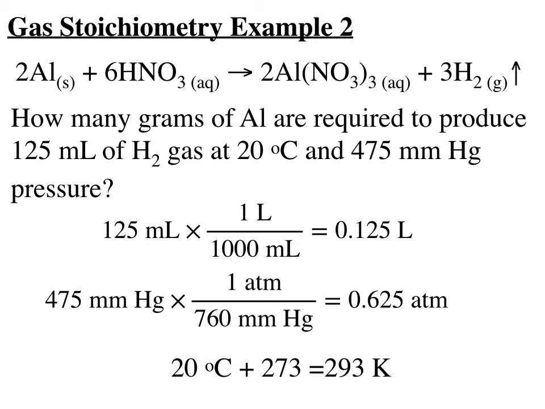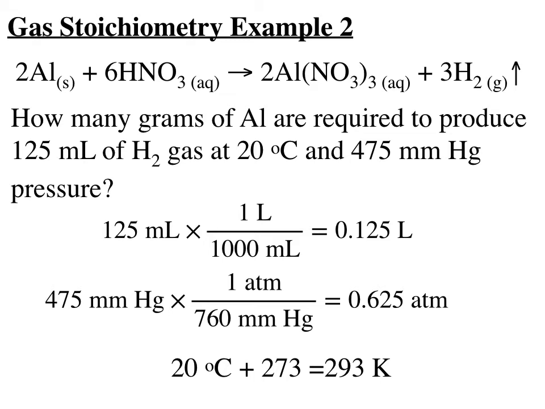Let's look at a second example of gas stoichiometry. Here I'm reacting elemental aluminum with nitric acid to make aluminum nitrate and H2. So we pose the question of asking how much aluminum would be required to make 125 milliliters of H2 at the conditions of 20 degrees C and 475 millimeters of mercury pressure.